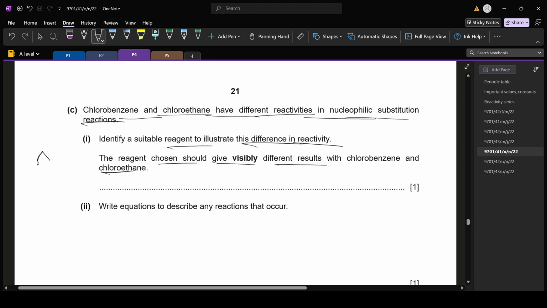So in chlorobenzene, the lone pairs on the chlorine delocalize into the ring, so it forms a stable compound with a partial double bond to chlorine. So this is more stable. This bond is not easy to break down, so chlorobenzene will not react with silver nitrate, but chloroethane can react with silver nitrate to give a white ppt.